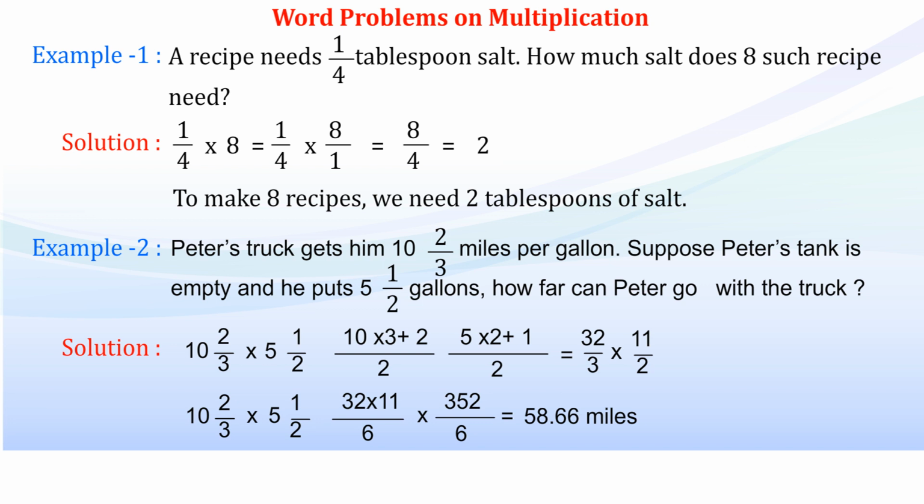10 2 by 3 into 5 1 by 2 equals to 32 into 11 by 6 equals to 352 by 6 equals to 58.66 miles.